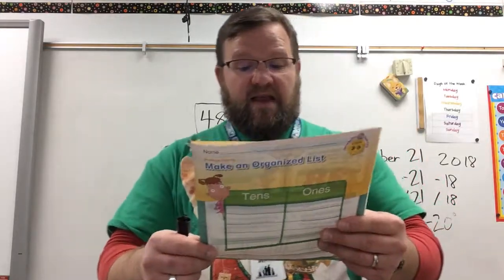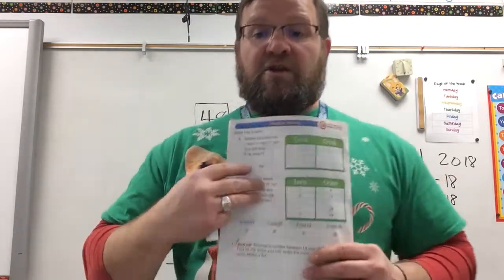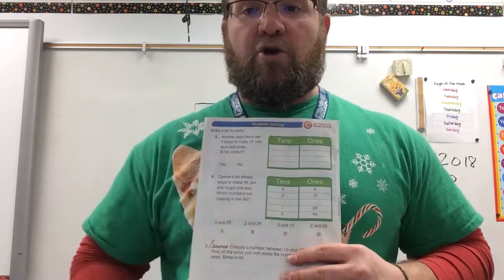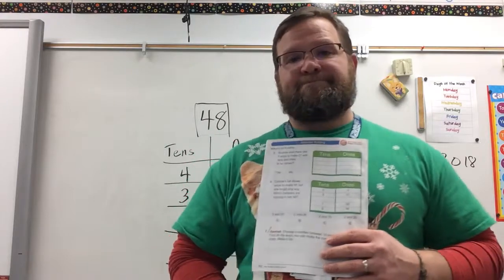Very good. Let's look at number 6. It says that Connie's list shows ways to make 49, but she forgot one way. Which numbers are missing in her list? So you have choices down here that will help you complete her list. Fill in the circle underneath the correct numbers that complete Connie's list. Pause the video and do that now.